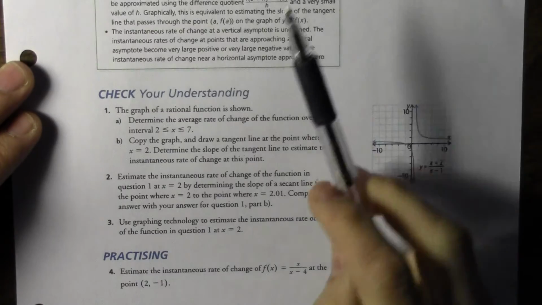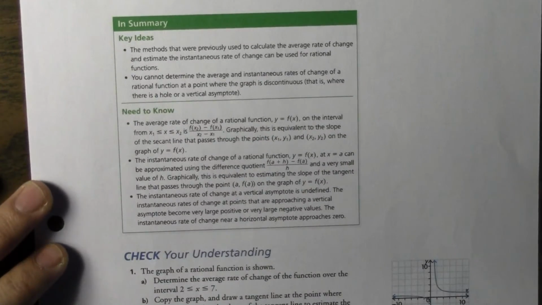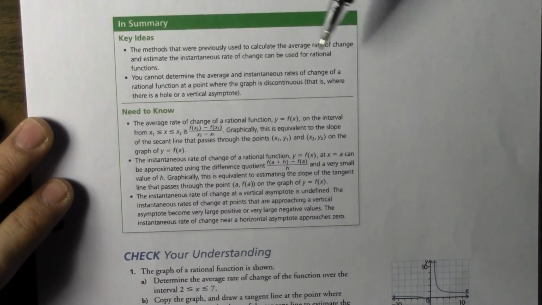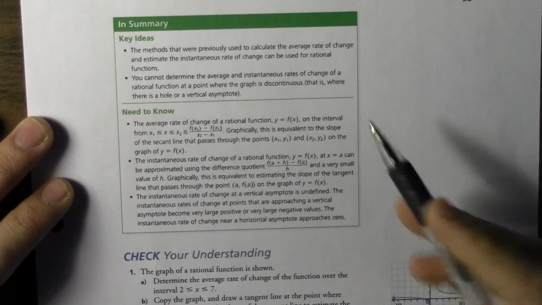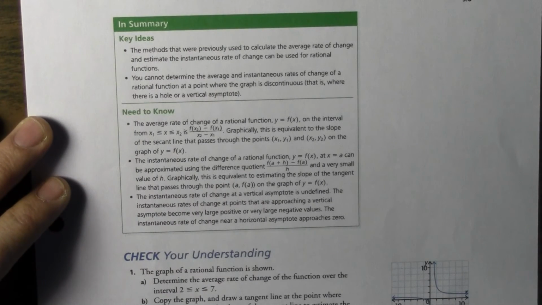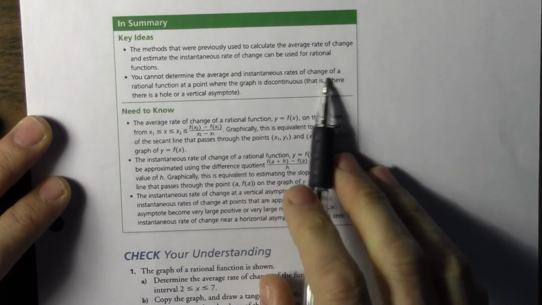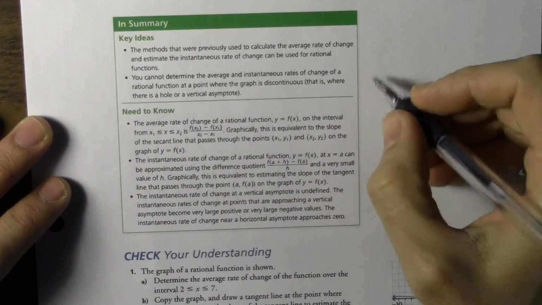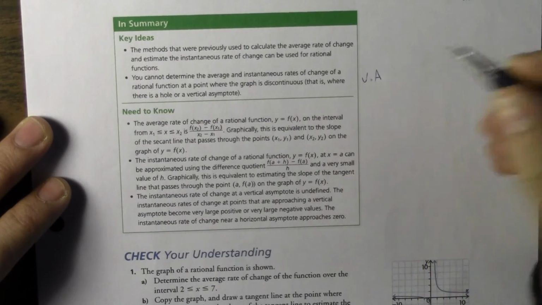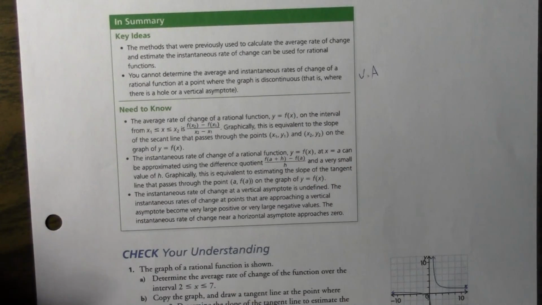Okay, so in summary, even going through the summary, it's basically just telling you that it's a review. The methods that were previously used to calculate the average rate of change and estimate the instantaneous rate of change can be used for rational functions. So everything we've learned in the past about average and instantaneous, including the formulas, can be used for rational functions. You can't determine the average and instantaneous rates of change of a rational function at a point where the graph is discontinuous. In other words, where it's undefined or a vertical asymptote, there is no instantaneous rate of change or slope of a tangent.